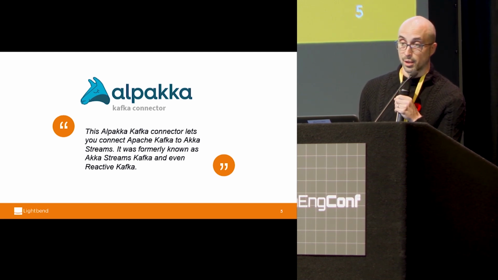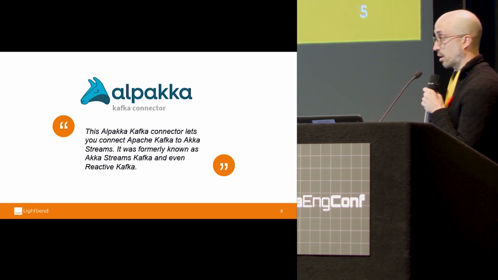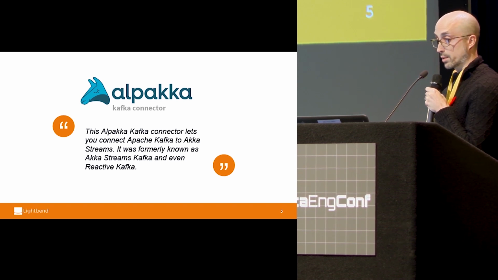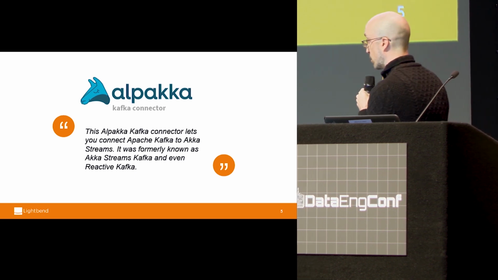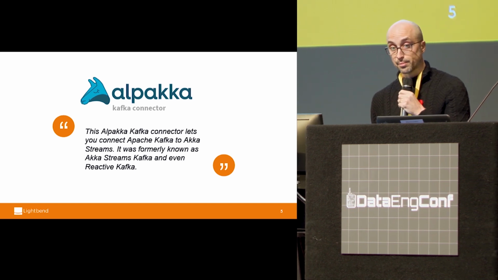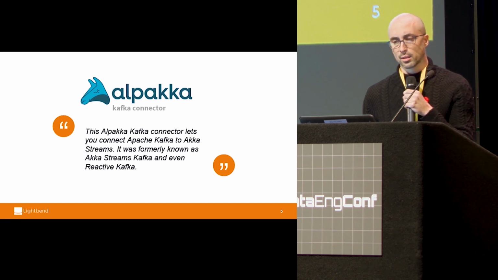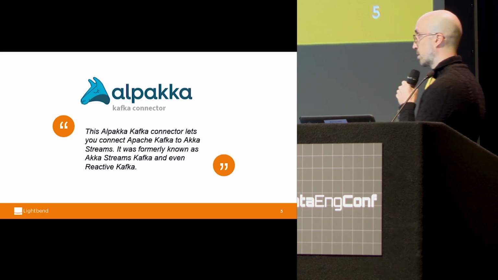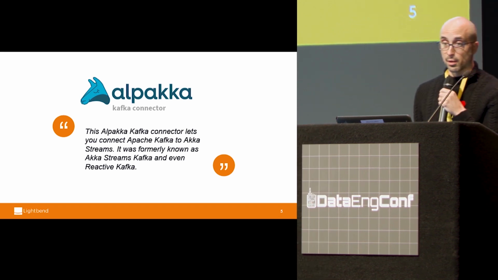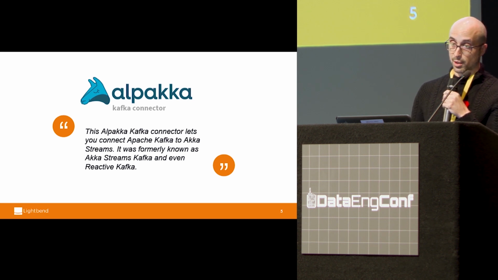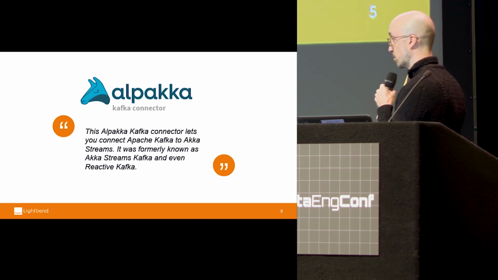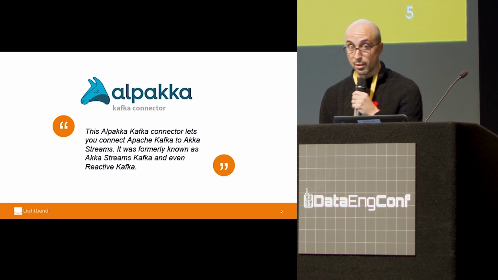So the Alpakka Kafka connector is the connector to connect Kafka to Akka Streams. And it was formerly known as Akka Streams Kafka, and before that, Reactive Kafka. It actually predates the Alpakka initiative, which started a couple of years ago. It was created by a company called Softwaremill about 5 years ago, I think, and eventually brought in as an official Akka project. So I work for Lightbend, which stewards the Akka project. So they brought it under the Akka GitHub organization, and as a result, a lot of the Akka committers made it a lot better.